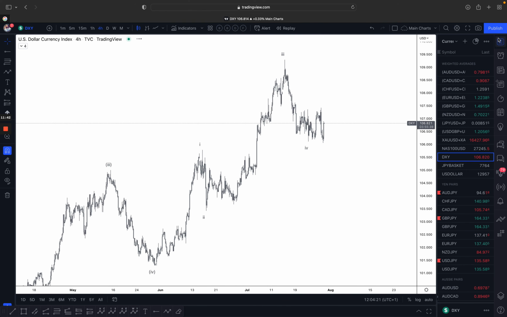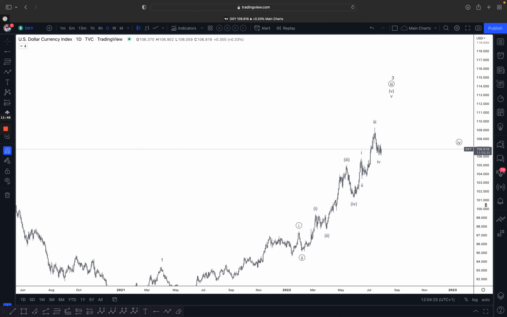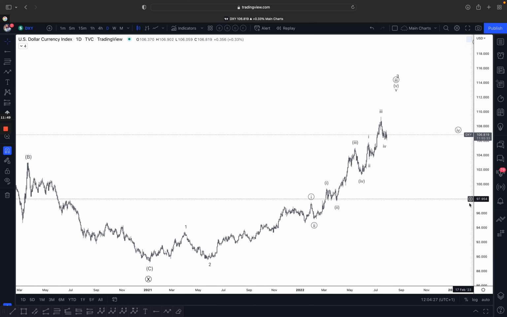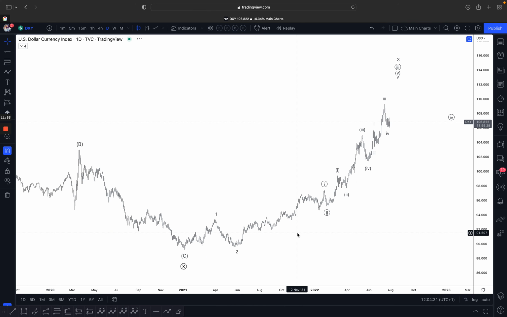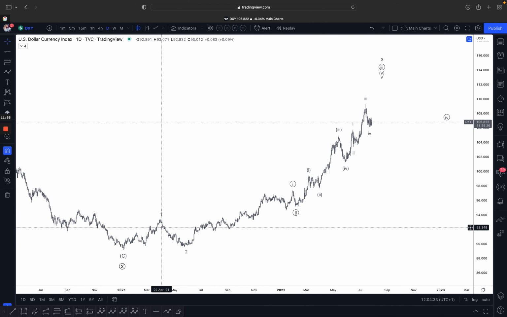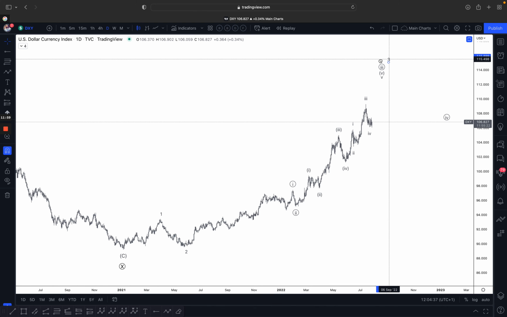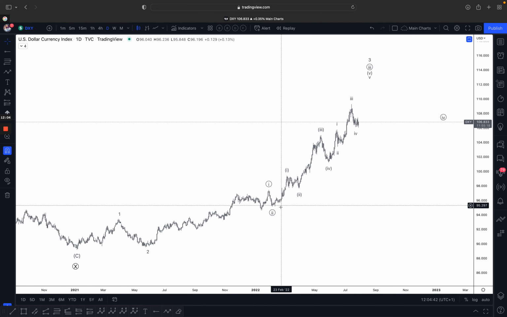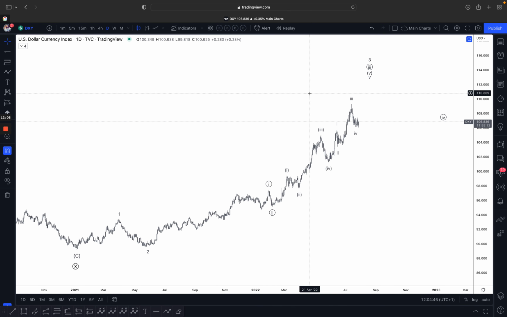Let me show you guys my dollar index. I just did a bit of a quick count on this. So we've got wave 1, 2. We're currently still in wave 3. So we've got minor wave 2, minor wave 3 here. So I'm seeing this as a wave 1, 2, and currently wave 3 again. Alright, so wave 3 of 3.